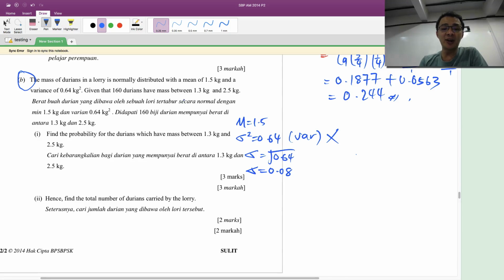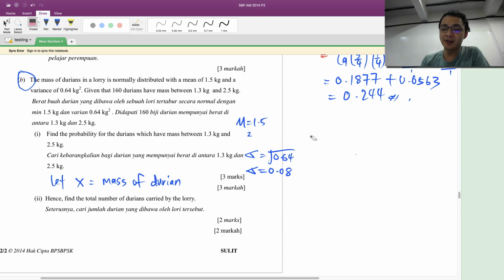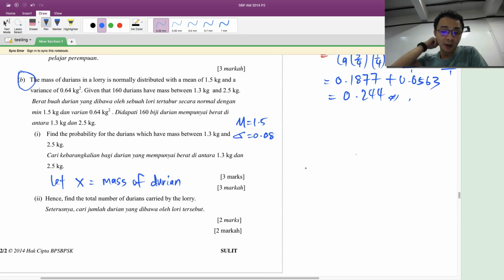It's given that 160 durians have the mass between 1.3 kg and 2.5 kg. So find the probability that the durian has a mass between 1.3 and 2.5. Let X be the mass of the durian. Now let me save some space. They want the probability of the durian having a mass between, X is the weight, 1.3 to 2.5.